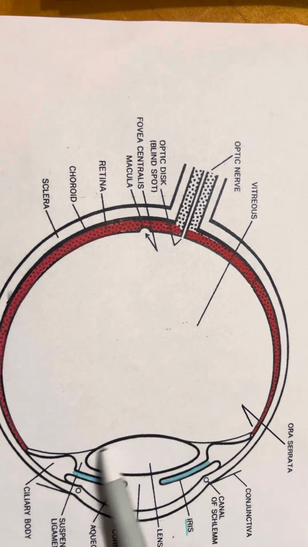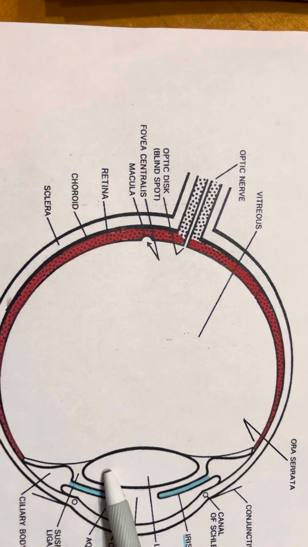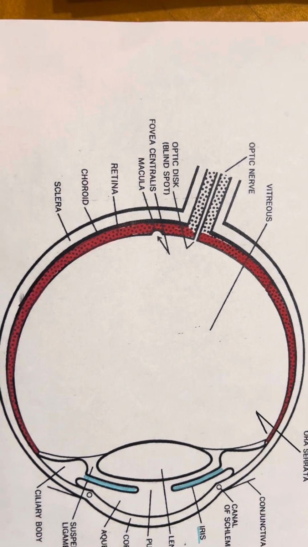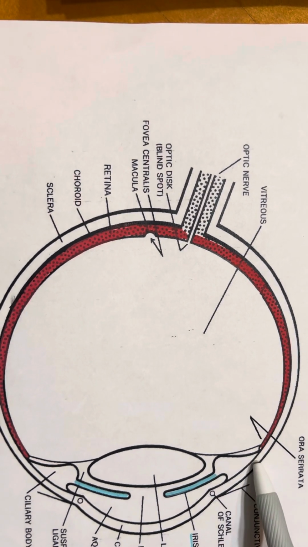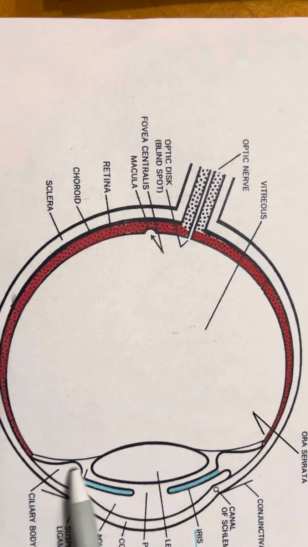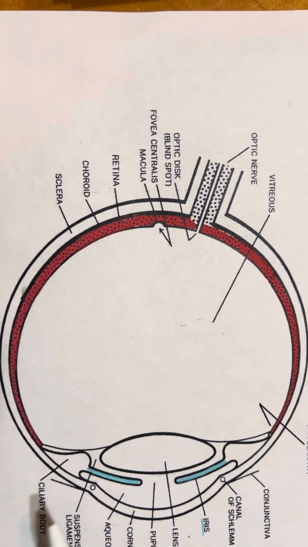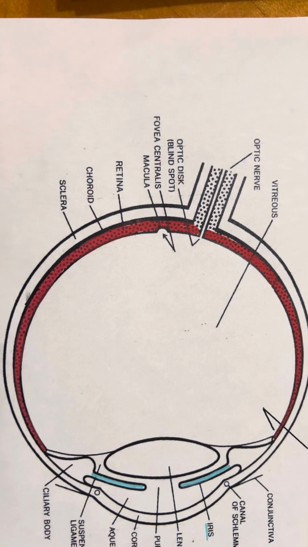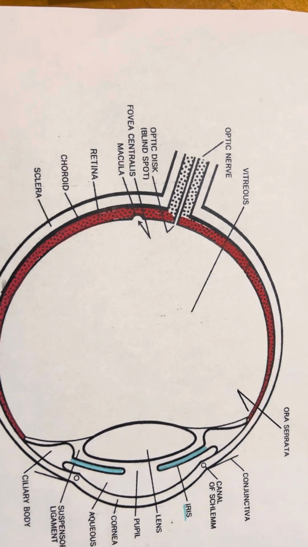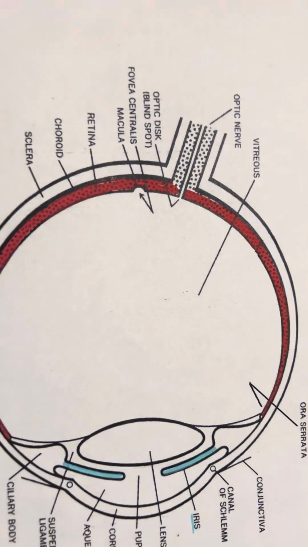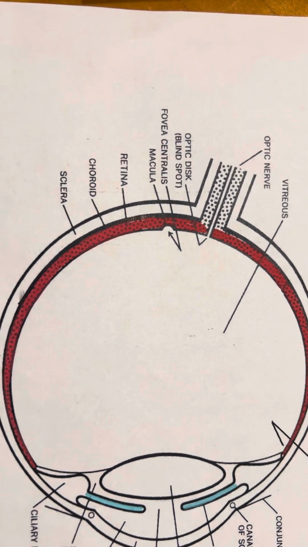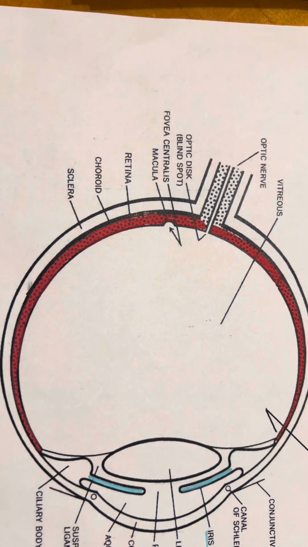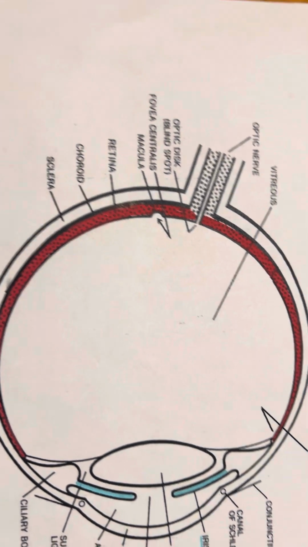We have the lens. This is one of the major things that focuses the light, and it is able to change curvature. It changes curvature through the ciliary body and the suspensory ligament. These two structures work together to change the shape of the lens based on if we're looking at something close up or far away. If we're looking at something close, it is fatter. If we're looking at something far away, it is thinner.